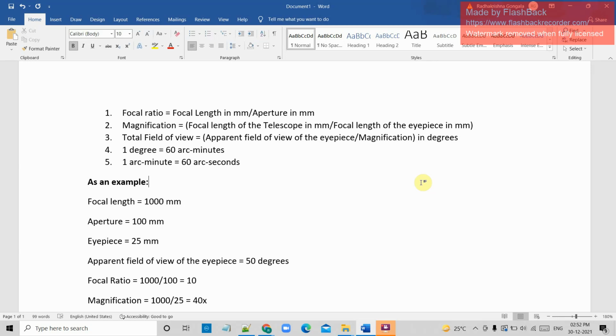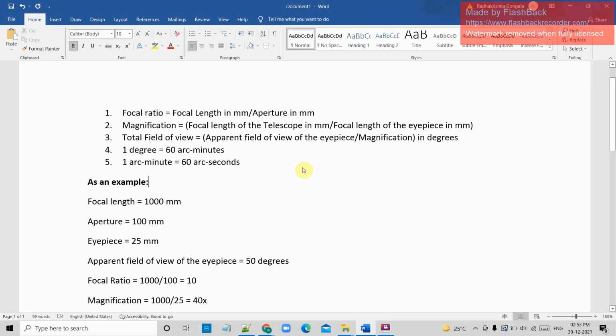Now coming to the magnification. Magnification is calculated as focal length of the telescope in millimeter divided by the focal length of the eyepiece in millimeter. Eyepieces come in various dimensions, namely 25 mm eyepiece, 10 mm eyepiece and 2 mm eyepiece. Likewise, if we go with a lower millimeter eyepiece, then the magnification will be more for the telescope. In general, we need to use around a 25 mm eyepiece for a better view of objects.